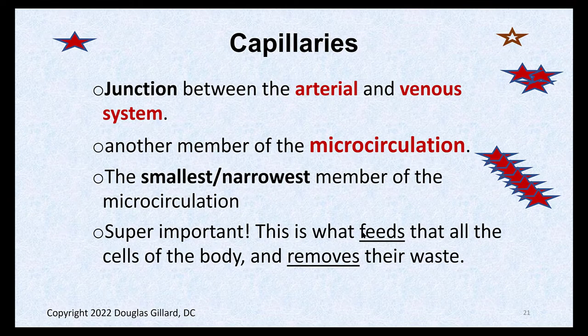Capillaries, of course, you could say they're between the arterioles and venules, or a more general way, they're between the arterial and the venous systems. Another member of the microcirculation, they're the smallest type of vessel you can have. They're super important because this is where the feeding of the body's cells comes from and the removal of waste. You do not feed the body's cells through arterioles and venules. It's only through capillaries. Arterioles and venules can't distribute oxygen and they can't collect waste. Only the capillaries can do that.